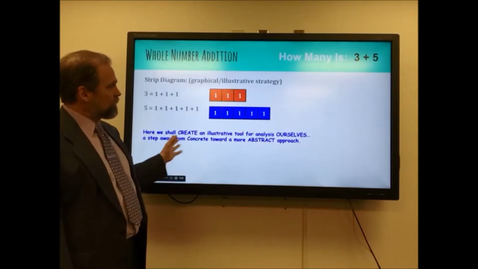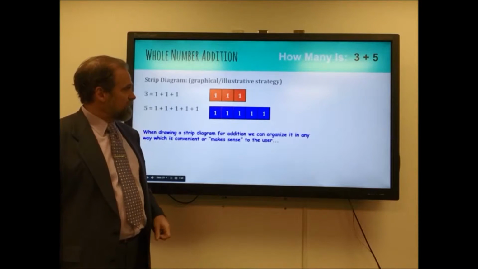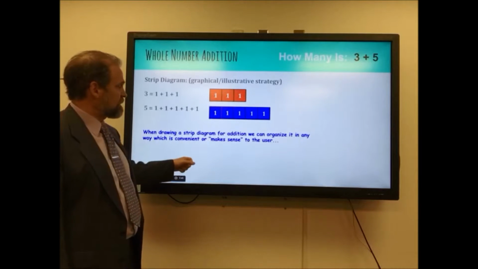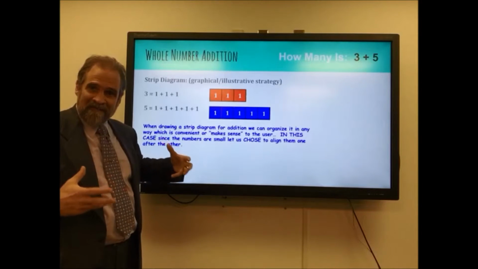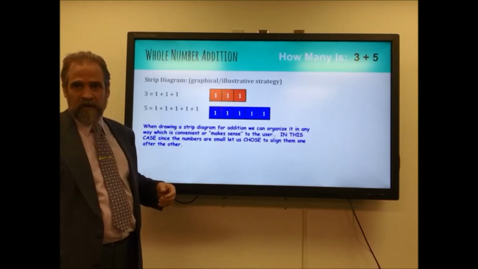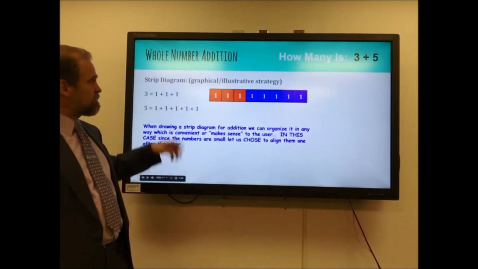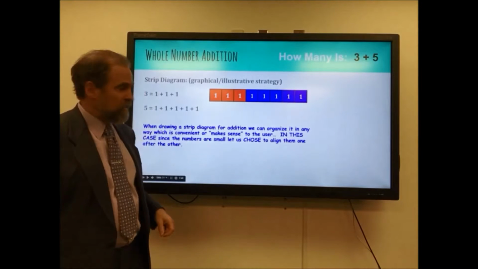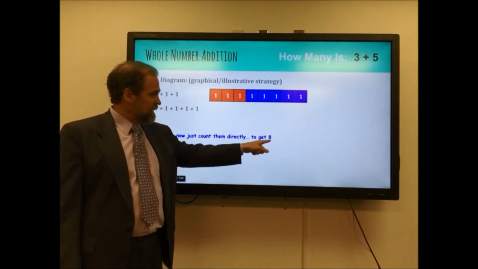Absolutely. Now with the strip diagram, I could arrange them in any order again, but it makes the most sense for me to organize them in such a way that lets me figure out what the total value would be of those 2 numbers being combined. The most obvious way is to just put them in a great big line and I can just count right down the line. 1, 2, 3, 4, 5, 6, 7, until I get to 8.